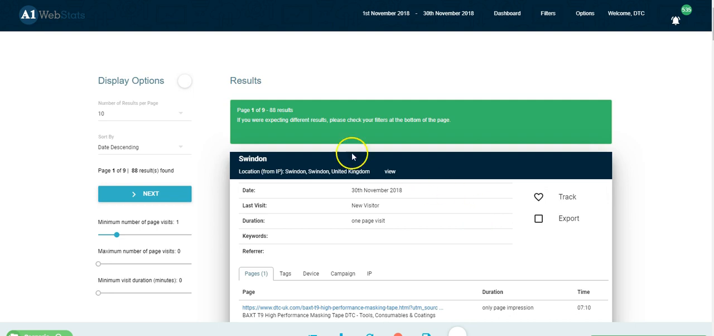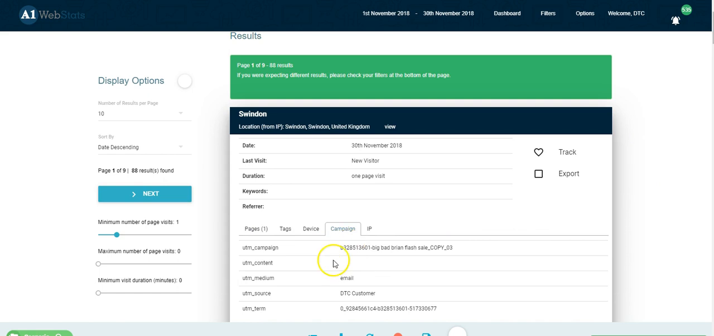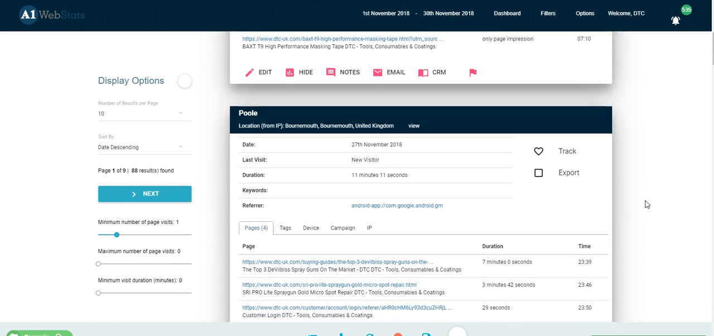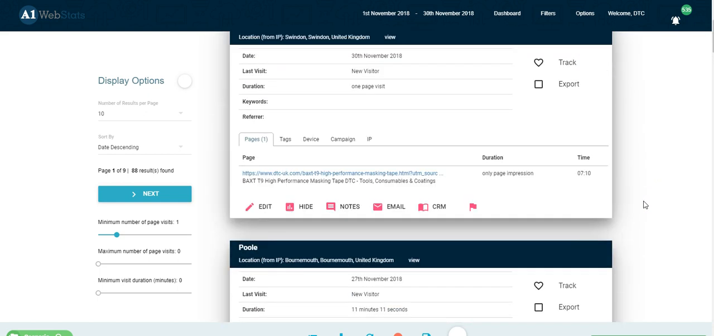What that gives us is 88 people in this time period who came in from various campaigns, and you can see the campaign name, the medium, and the source in there. But it's shown us everyone, including those people who clicked through to one page and no further. And we're not really that interested in the people who just went to one page. Your email system will probably tell you those anyway.